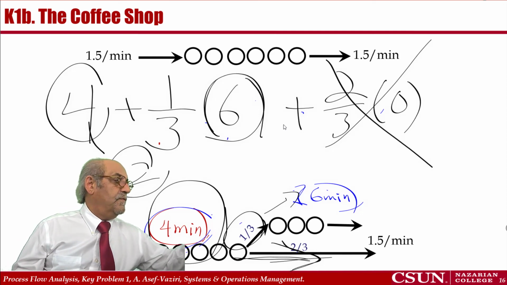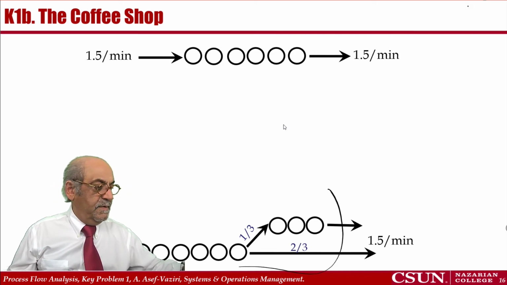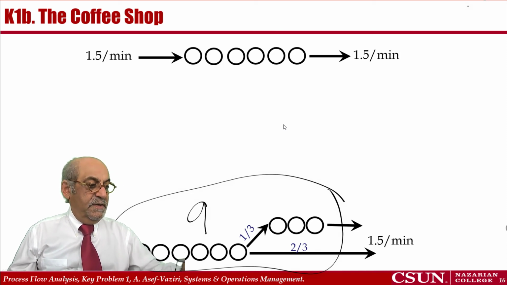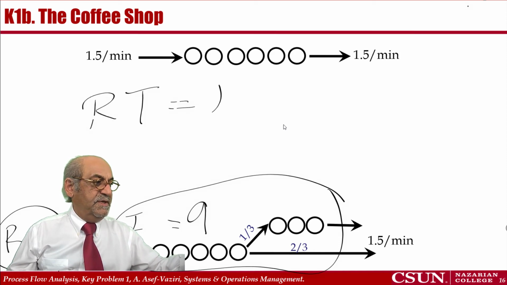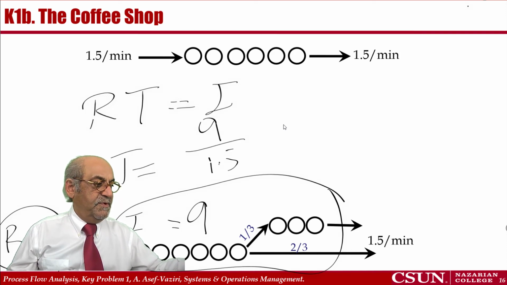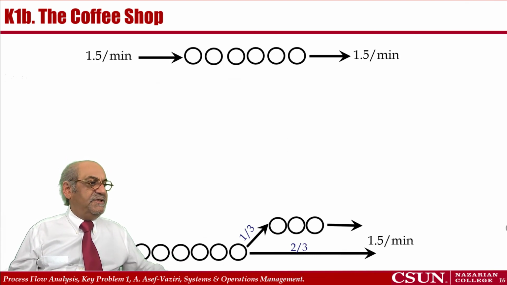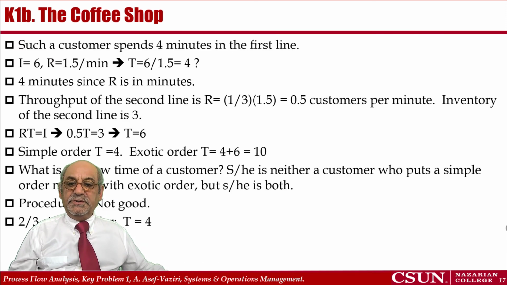Finally, we may also say this is the total system. 9 people are there. That is inventory and throughput is equal to 1.5. Throughput times flow time is equal to inventory. Flow time is equal to 9 divided by 1.5, which is 6. I have put very detailed explanations of what I did on these pages. You may go through them.